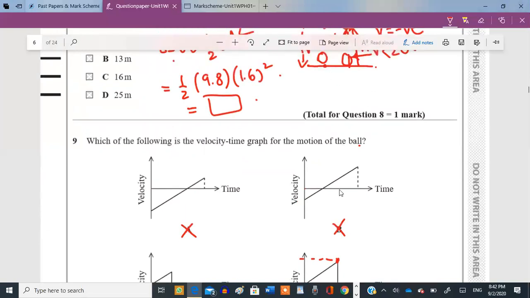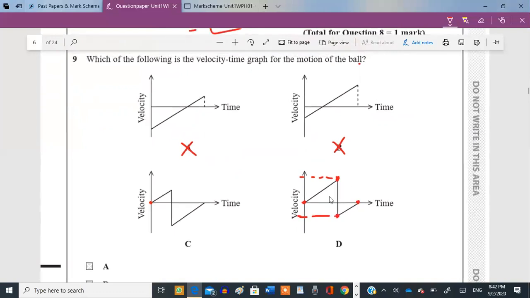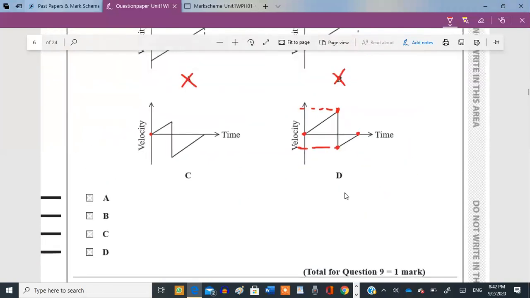It's an inelastic collision, and then the velocity of the ball reaches 0 again when it reaches its maximum height over here. So it's going to be option number D.